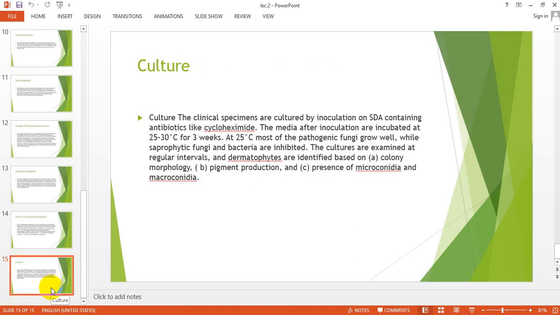We have the last slide, which involves the culture. The clinical specimens are cultured by inoculation on SDA containing antibiotics like cycloheximide. The media after inoculation are incubated at 25 to 30 degrees Celsius for 3 weeks. Most of the pathogenic fungi grow well, while saprophytic fungi and bacteria are inhibited. The cultures are examined at regular intervals, and dermatophytes are identified based on A. colony morphology, B. pigment production, and C. presence of microconidia and macroconidia.